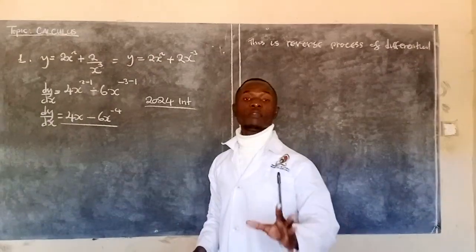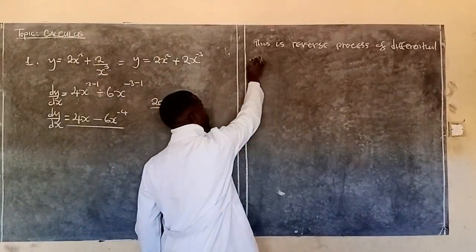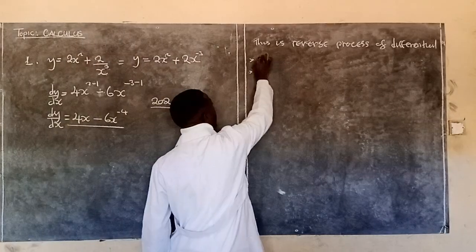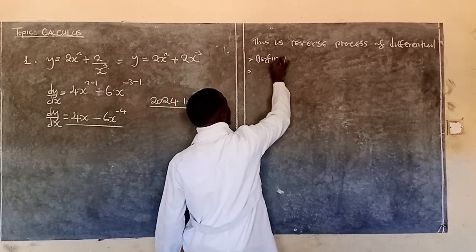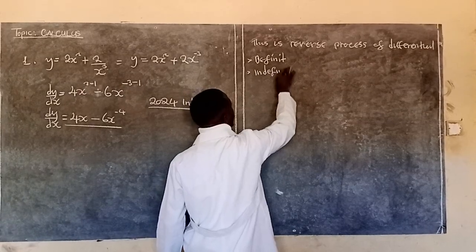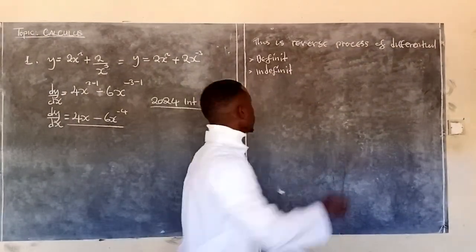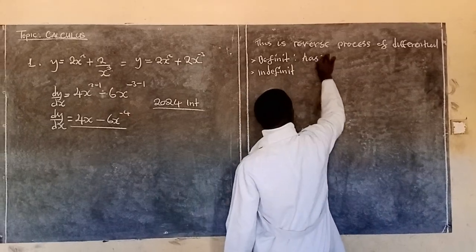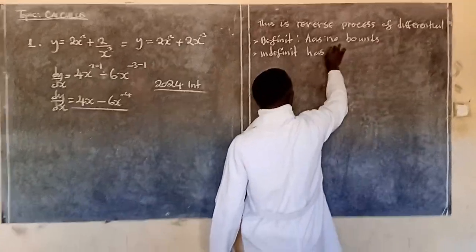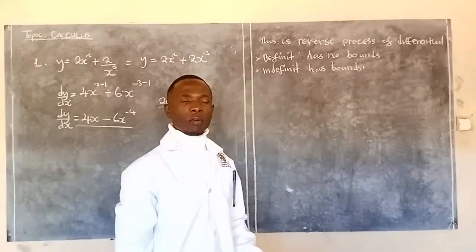Now, integral being the reverse process of differentiation, what we need to understand is that integral falls in 2 categories. There is what we call the definite one and the indefinite one. What is the definite integral and what is the indefinite integral? When we talk about the indefinite integral, this one has no bounds. But the definite one here, this one has bounds.